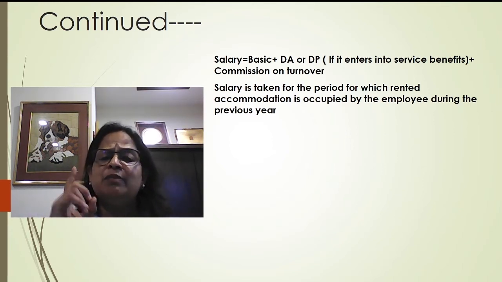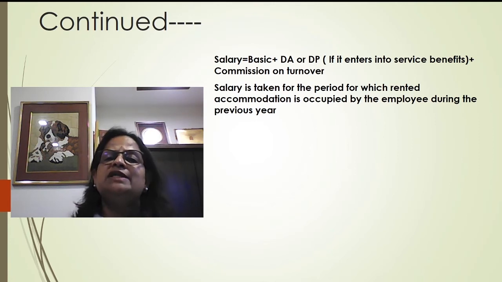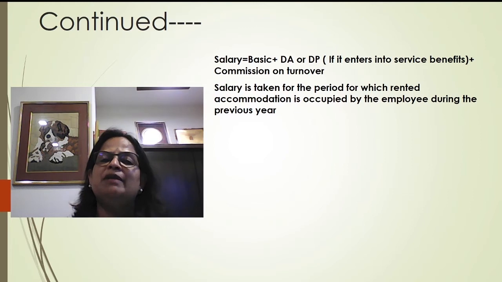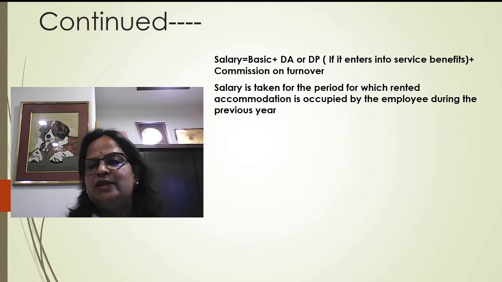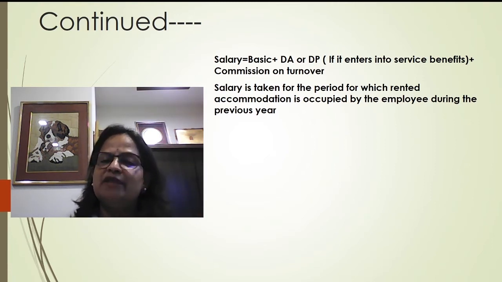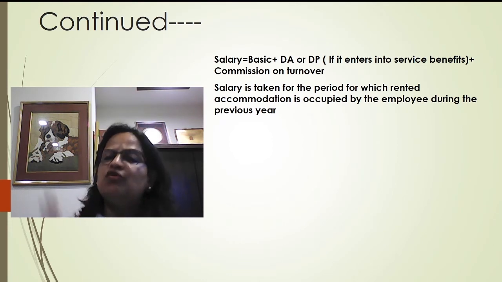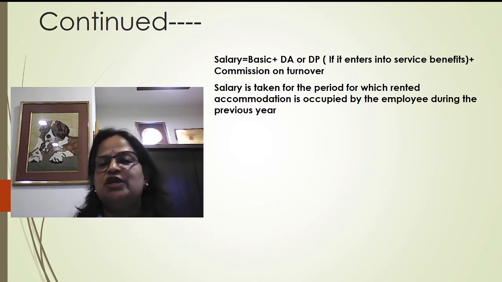Another important point: salary is taken for the period for which rented accommodation is occupied by the employee during the previous year. In one question, we will do 12 months in a year. For 8 months he was living with his parents and not paying rent, so that HRA will be fully taxable. The remaining 4 months he shifted to a rented accommodation, then he will get the exemption. This is very, very important. You have to see whether he is living in a rented accommodation; then only he can claim the exemption.